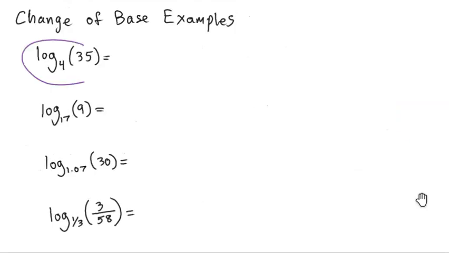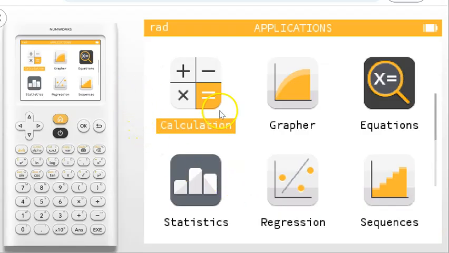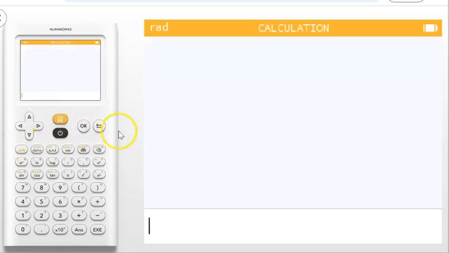Okay, so let's do this one here. Log base 4 of 35, change of base. The formula is going to say that we're going to do the natural log of 35 divided by the natural log of 4. And I'm not going to do the intermediate step. I'm just going to grab a calculator. In fact, I think I'm going to see if I can go to the NumWorks calculator here. Okay, here's our NumWorks calculator. I'm going to go ahead and open up the calculator here.